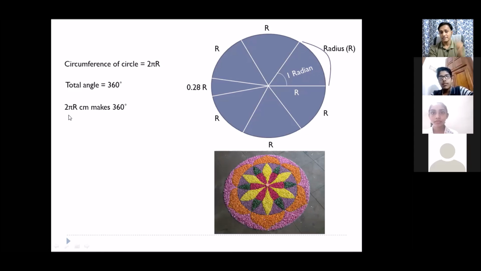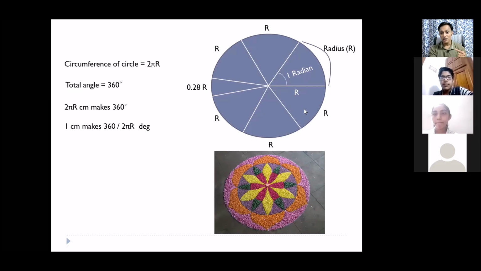This problem is the same as 8 toffee cost 40 rupees, how much will 3 toffee cost? What did we do? We calculated the value of 1 toffee. So here we will calculate the value of 1 centimeter. How much angle will 1 centimeter make? 8 toffee cost 40 rupees, 1 toffee costs 40 by 8. This is the same. 2 pi r centimeter makes 360 degree angle, 1 centimeter makes 360 by 2 pi r. Do you get that? Don't get into complex thinking by seeing the numbers. Numbers may become complex, but the principle remains the same.